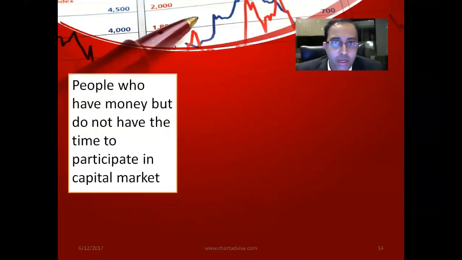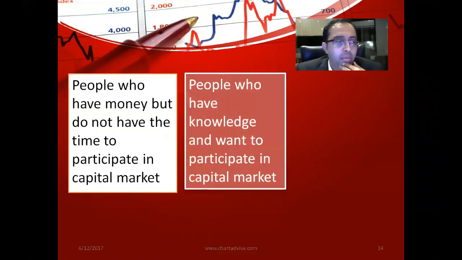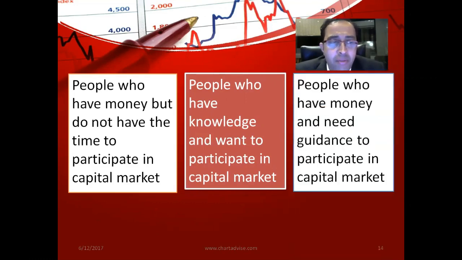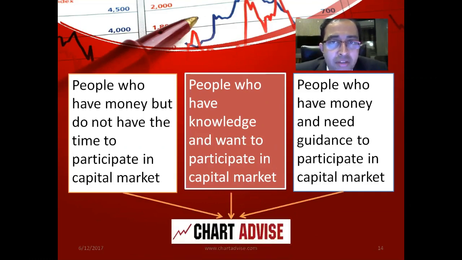If you divide the whole gamut of people in the market jungle, so to speak, there are people who have money but do not want to participate in the market, and don't have time. So they prefer to have it invested in mutual funds, or they give it to PMS guys. Then there are people who have knowledge, and they feel they can do a good job of generating money from the market, and are happy to participate on a regular basis, on the upside or the downside. And then there are people who have money and need guidance. So what do they all want? They all want some kind of advisor, some kind of refined approach. And all these three types of people are satisfied by Chart Advice.